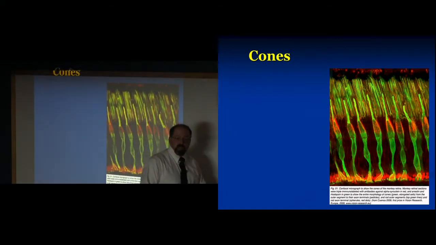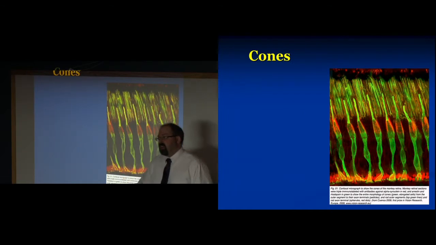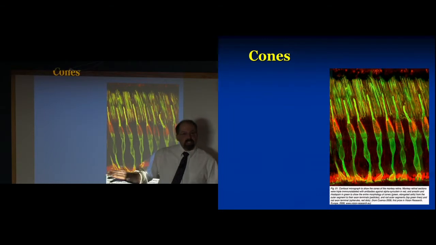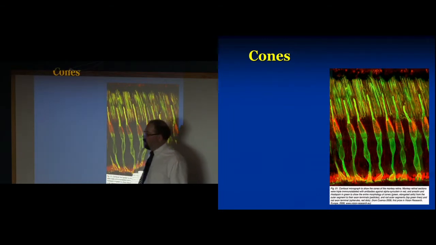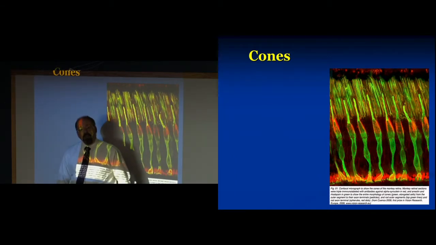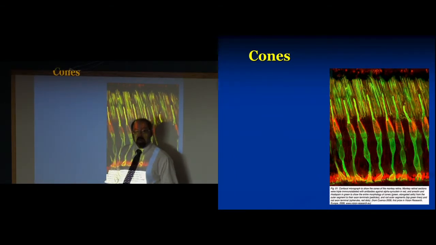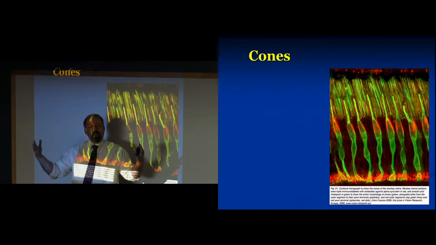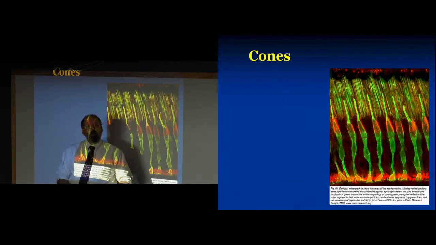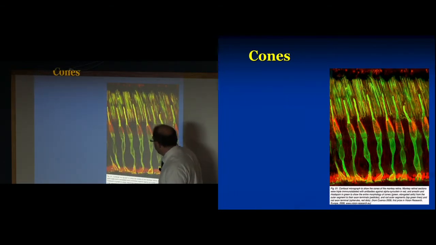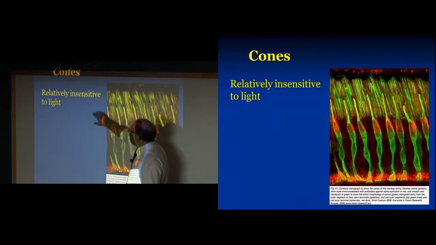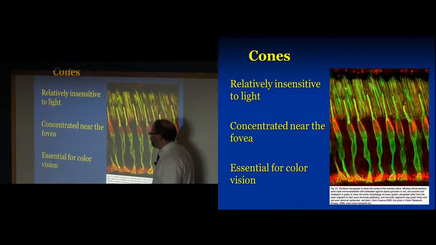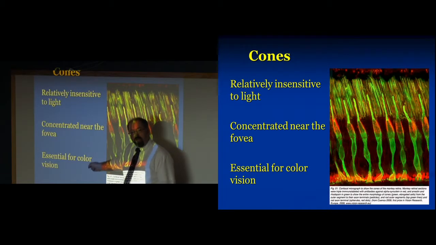Now, cones pretty much work the same way. So I'm not going to go through the details of transduction with the cones. For the purposes of this class, just know that it's very similar to what you see with the rods. Cones use different photopigment, so instead of rhodopsin, they have other photopigments. But you get the general idea, the concept. Light hits, splitting, closing of sodium channels, hyperpolarization. So I'm going to spend time talking about the cones. The cones are concentrated around the fovea, as you know, and they're relatively insensitive to light. Without cones, we don't get color vision.